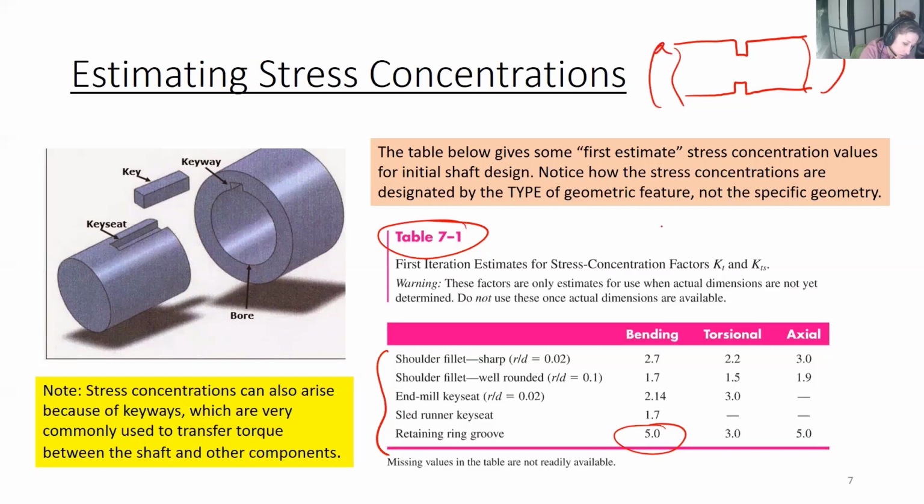So that, compared to a simple shoulder, is going to have the higher stress concentration. I guess intuitively it just makes sense looking at that drawing, but it's interesting to note that, for example, retaining ring grooves do yield such high stress concentration, so you don't want to have them all over your shaft.